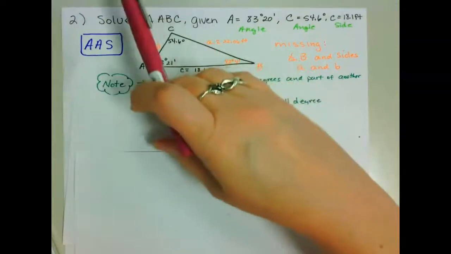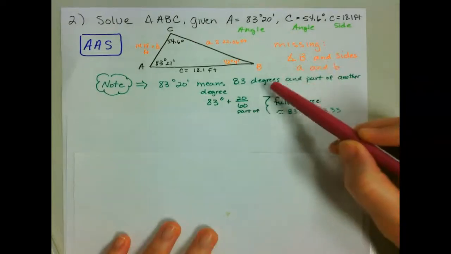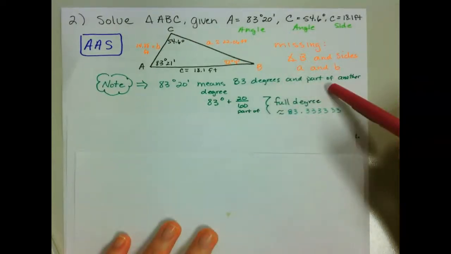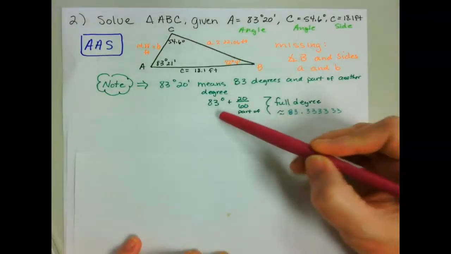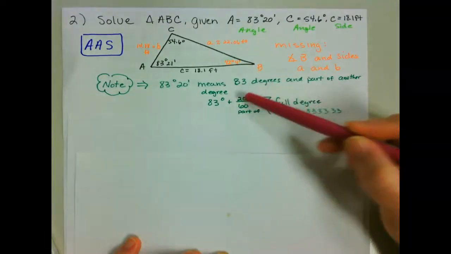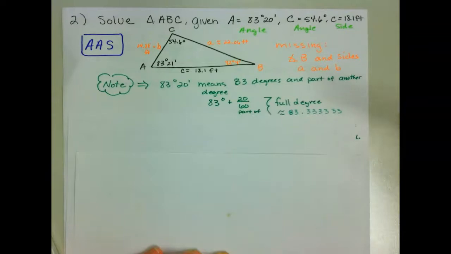So first off, we want to talk about how to handle that 83 degrees 20 minutes. So we have 83 degrees and we have part of 1 more degree. We just don't have a complete degree. So in essence, what that means is I have the 83 full degrees plus 20 out of 60. And the 60 is how many smaller units you can break a degree down into. So you can break 1 degree down into 60 minutes. You can break 1 minute down into 60 seconds.